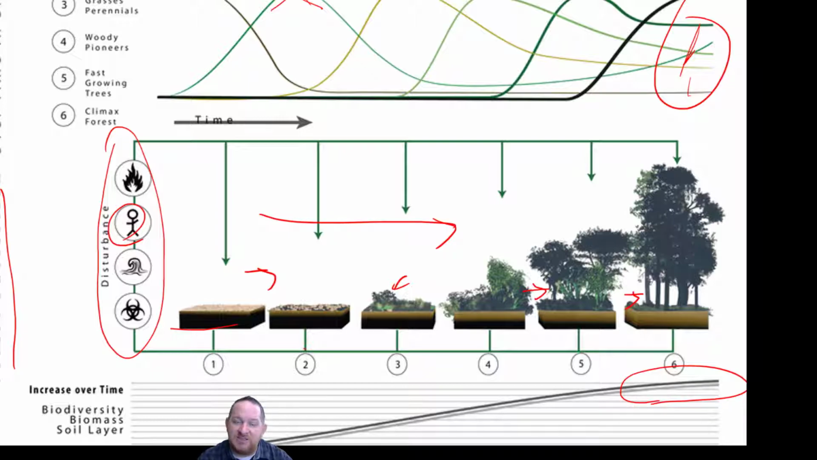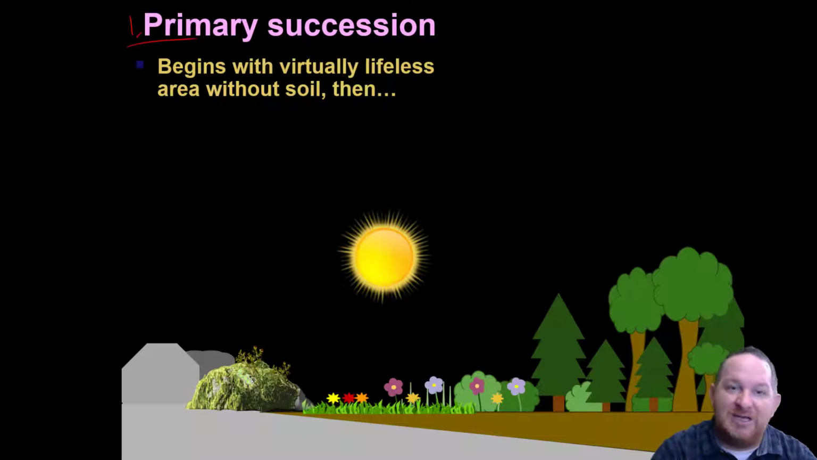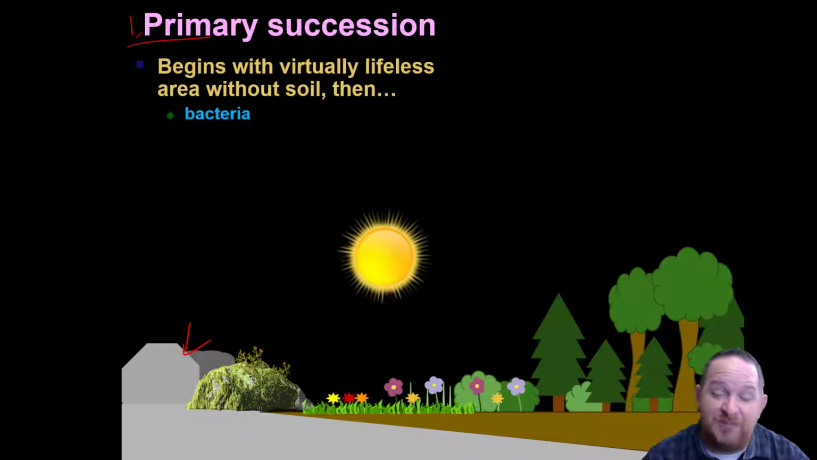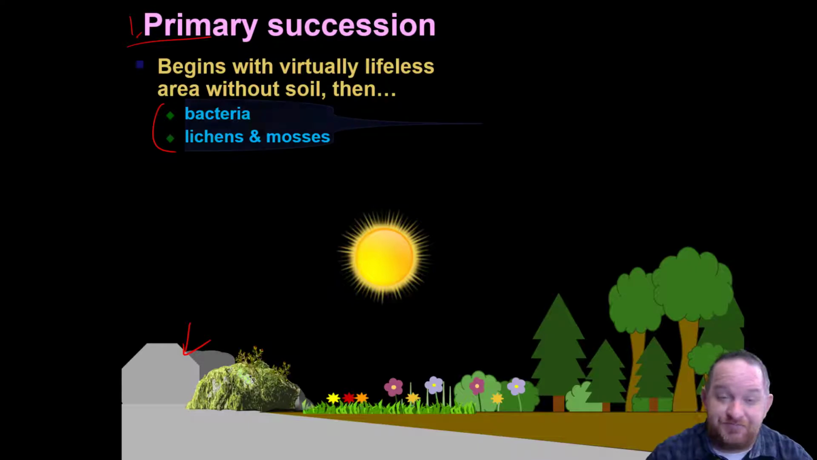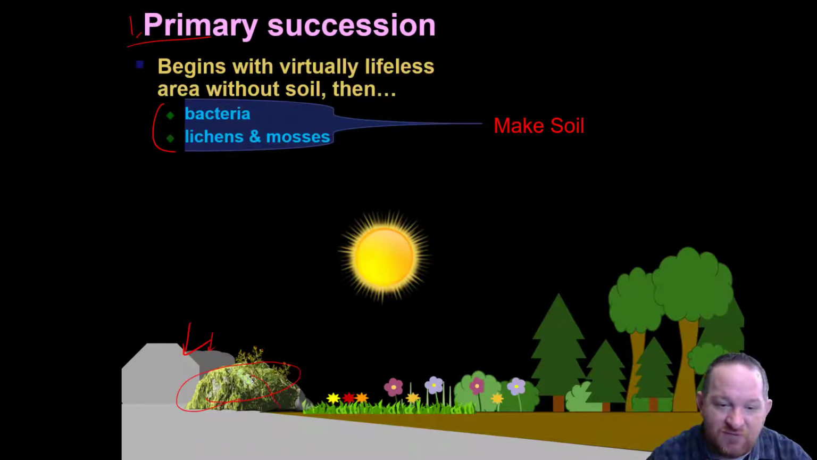So what I want to do now is break down the two different types of succession. The first one we want to talk about is primary succession. And this begins with a virtually lifeless area, so not even any soil, basically rock. If we start with rock, then the first things we see are bacteria, lichens, and mosses. These will actually, over time, start to break down the rock, and that will form our soil. So on rock, these lichens and mosses over time will start to form this layer of soil.